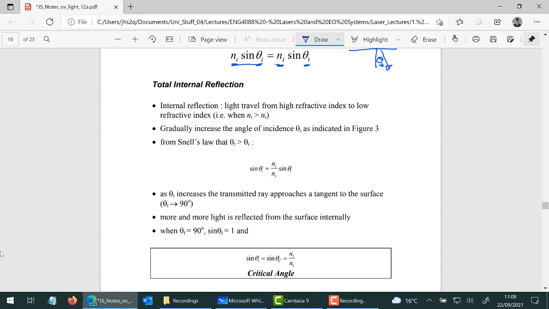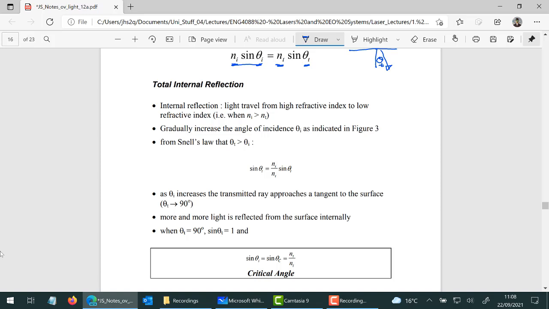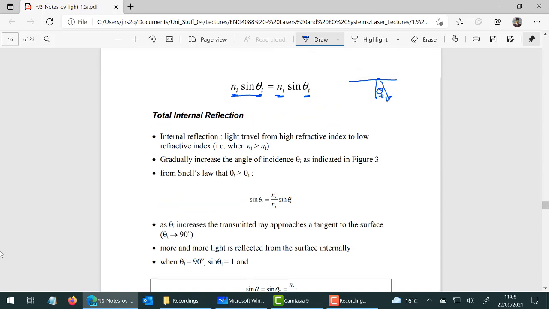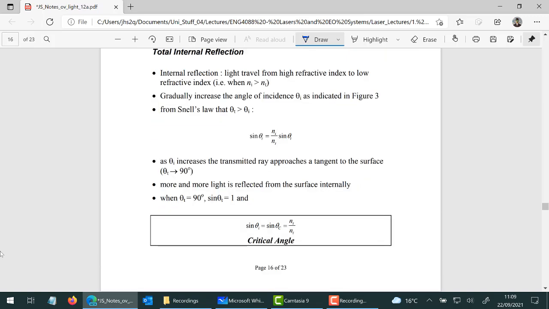One of the more interesting effects is what happens as light goes from one material to the other. Some of the light will be reflected, some will be transmitted. But if we're going from a high refractive index material to a low refractive index material, so the incident material has a greater refractive index than the transmitting material, then we can get total internal reflection. We'll see a diagram of that in just a second.